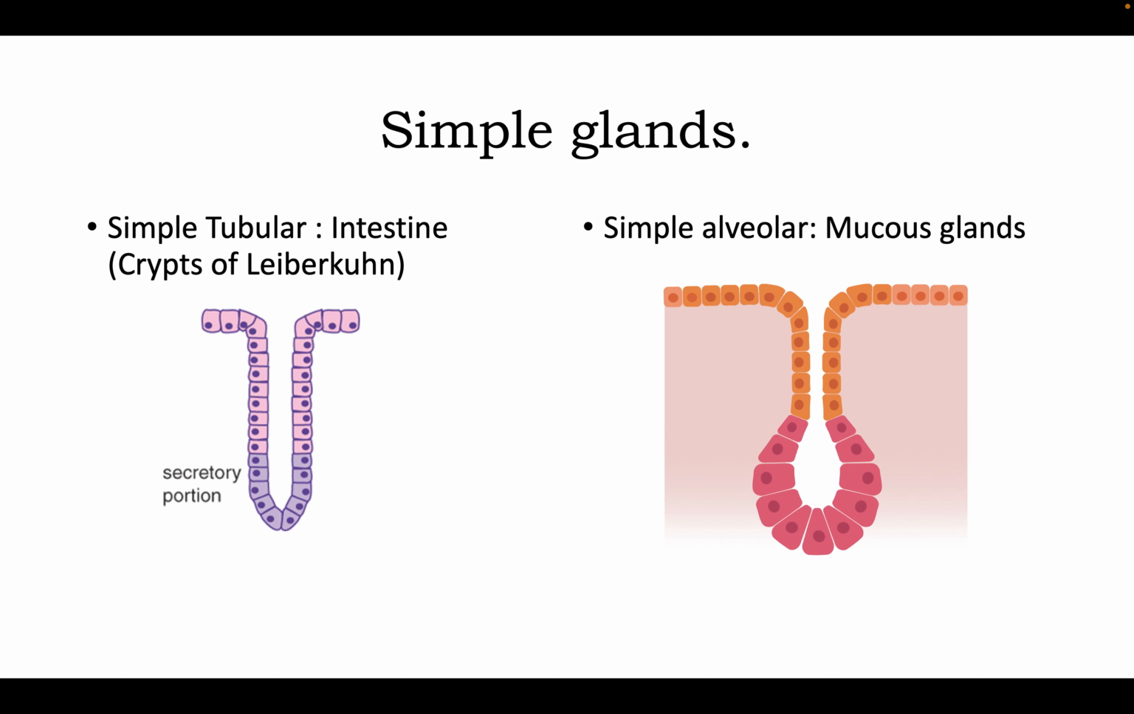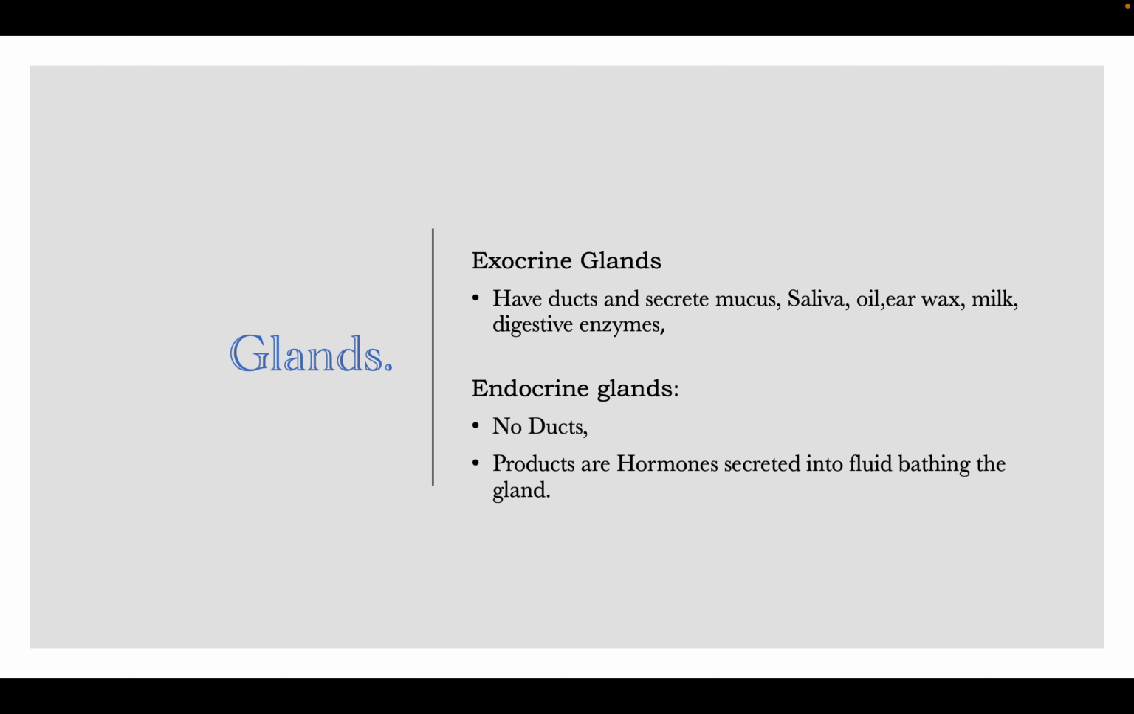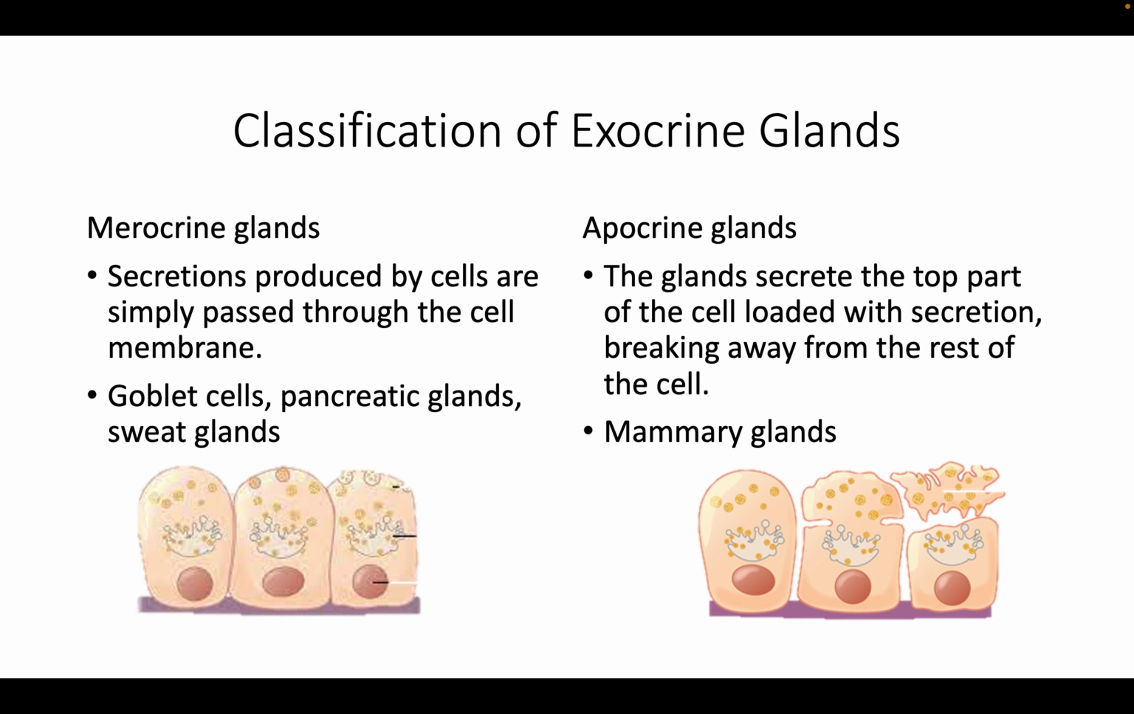When we are basing on how they secrete, we can have the merocrine glands, where the secretions are produced simply by cells, for example the goblet cells, the pancreatic glands, and the sweat glands. And then we can have the apocrine glands. In the apocrine glands, the glandular epithelium is shed. You can see here we have part of the cell breaking off by the top part of the cell, and that part which breaks off has the secretion, for example in the mammary glands.